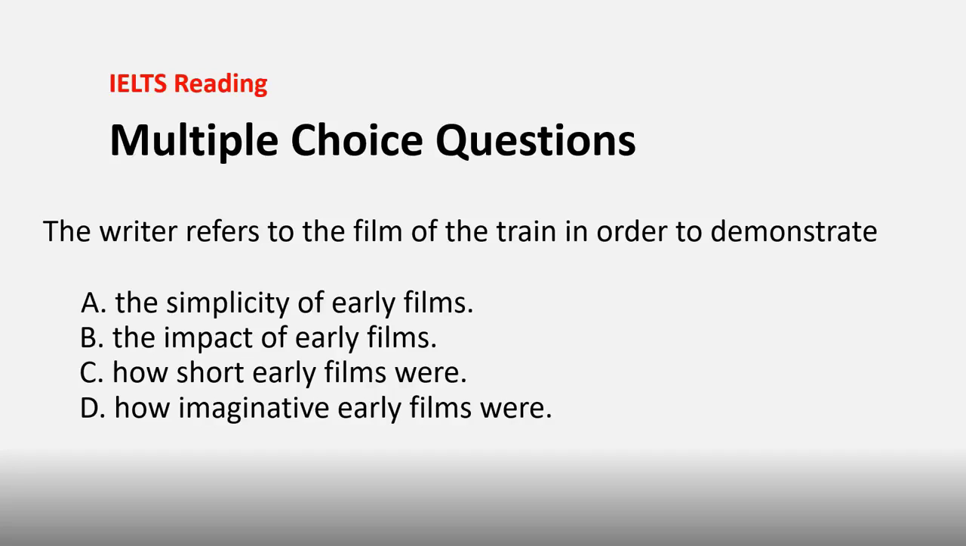But sometimes the question statement is incomplete. Take a look at this example. The writer refers to the film of the train in order to demonstrate. It's not a complete question. Half part of the question is in the options. It means that for this question, you're supposed to complete this statement using one of the options given here. The number of the options can be 3 and 4.